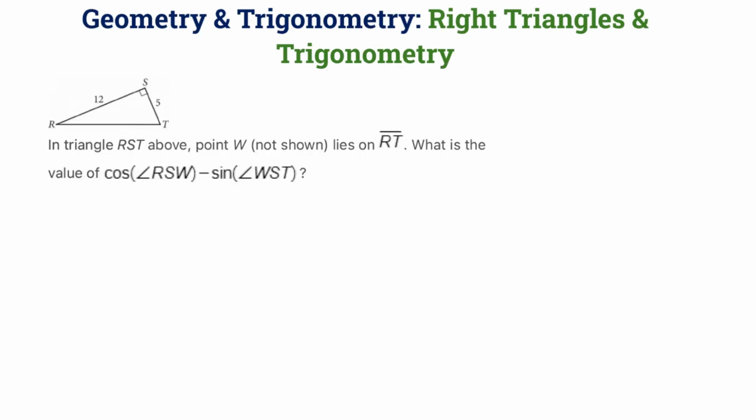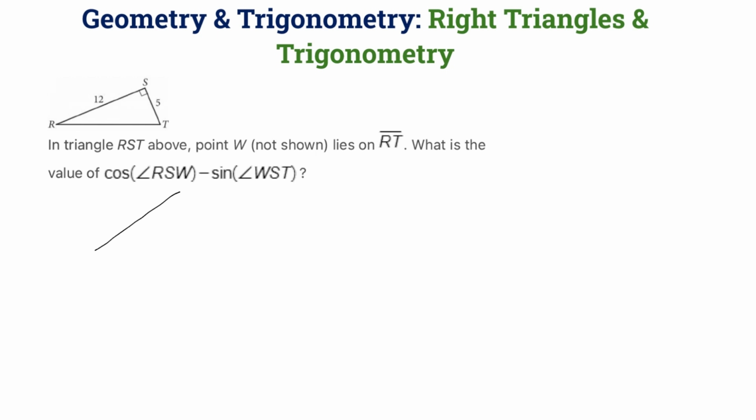The third problem involves right triangles and trigonometry, which is part of the geometry and trigonometry portion. Here we're given a triangle RST where S is a right angle and the point W, which is not shown, lies on RT. And we're asked to find the value of cosine of RSW minus sine of WST. Okay, so let's redraw the triangle.